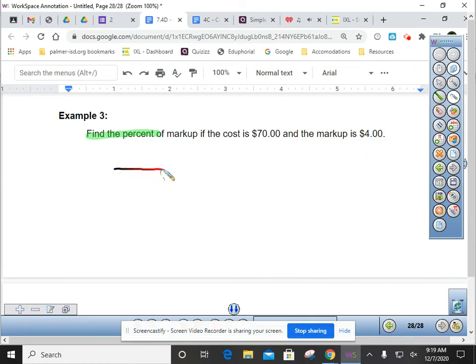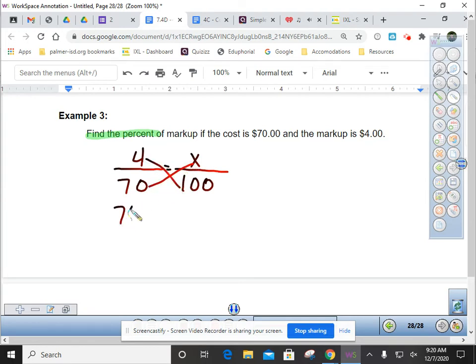What do you think you write? A proportion. And this is 100. What goes above the 100? X. There you go. What's the price? $70. And the markup? $4. Do you know how to solve that? Proportion. Yep, you get 70 x equals what? 400. Good.